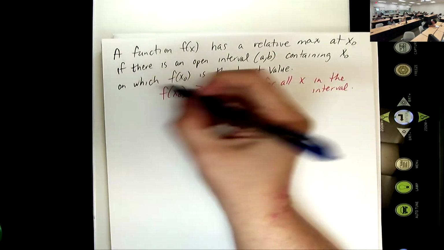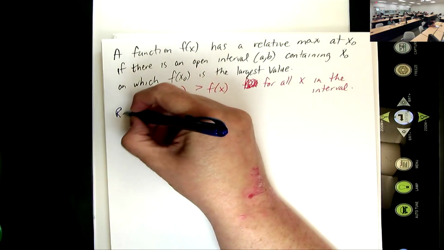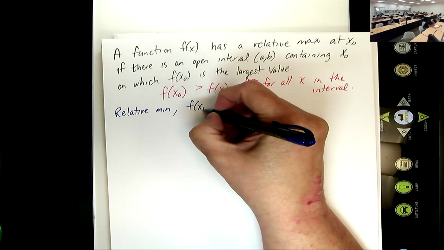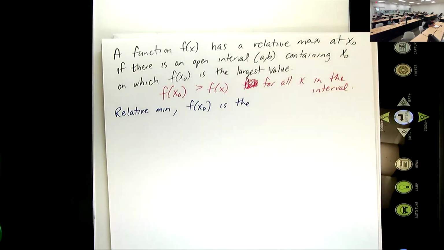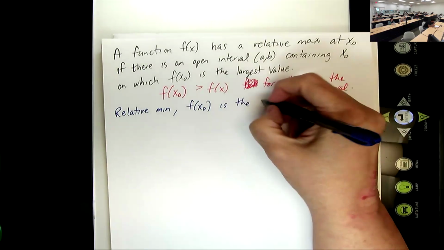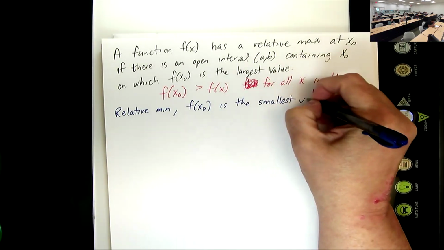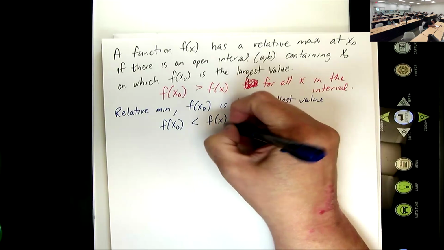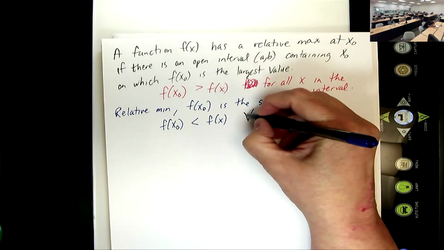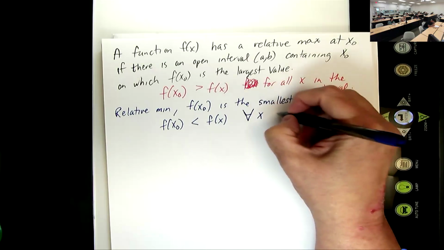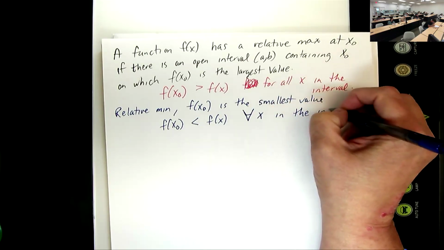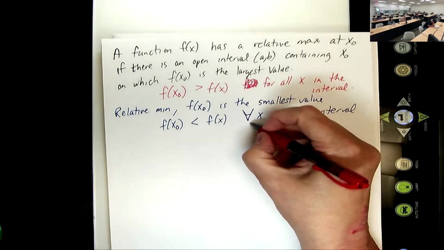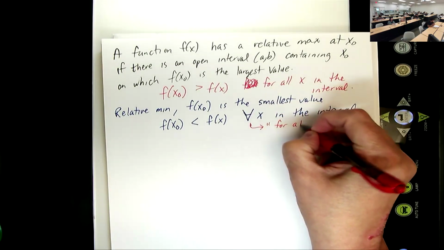Same thing with relative min, but f of x naught is the lowest or smallest value. So f of x naught is less than f of x. And I'm going to use a symbol where we have a capital A upside down. This symbol here is shorthand for all.